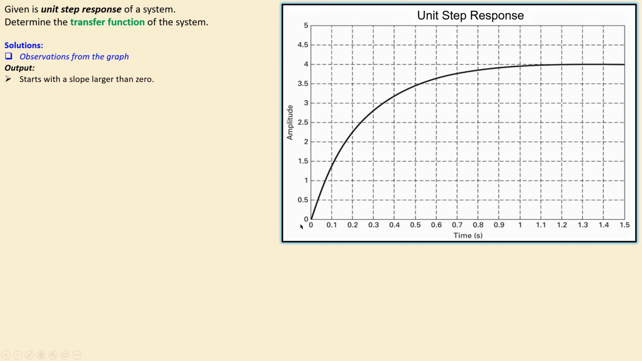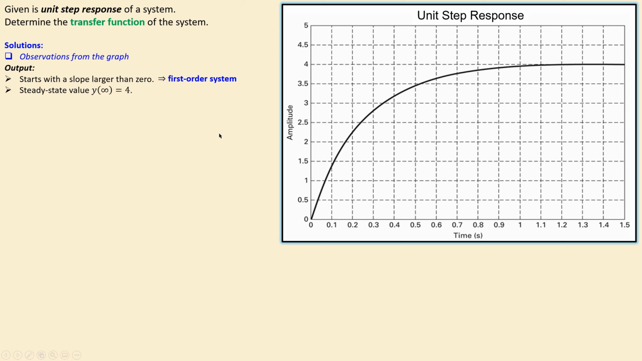So in this case, because this is a slope which is larger than 0, and it will then curve and settle to a final value, in this case 4, I estimate most probably it will be a first order system. That's actually where we're heading. Now I also see from the graph that the steady state value or the final value of our system is 4, so that's what we see here from the plot very directly.